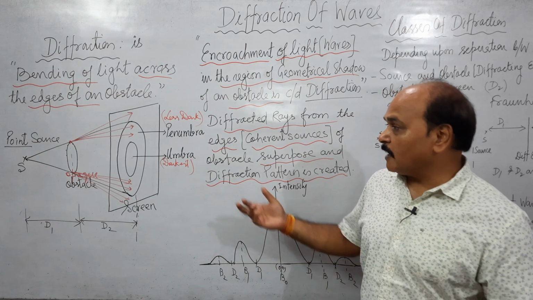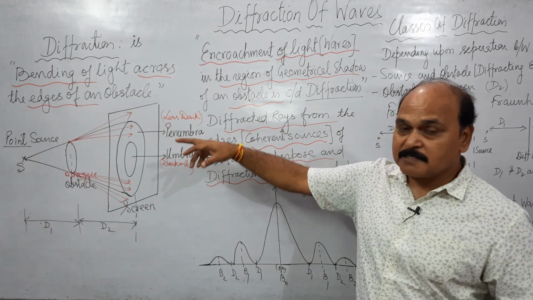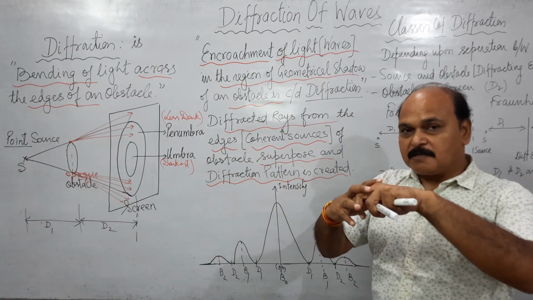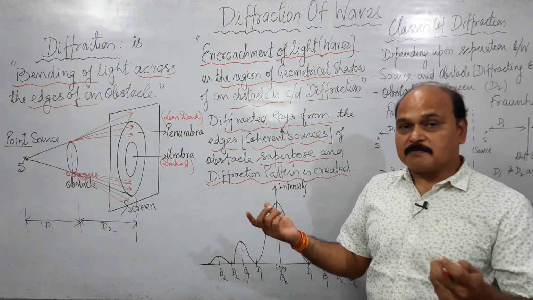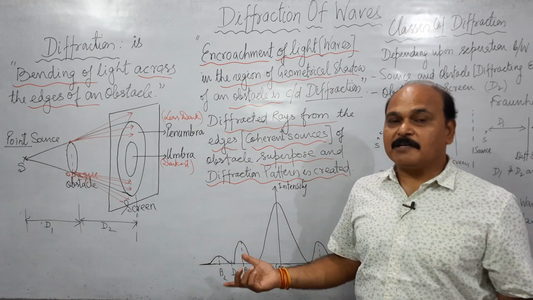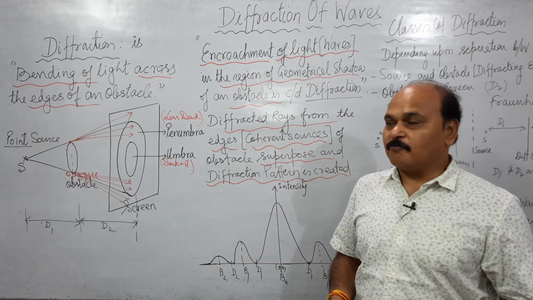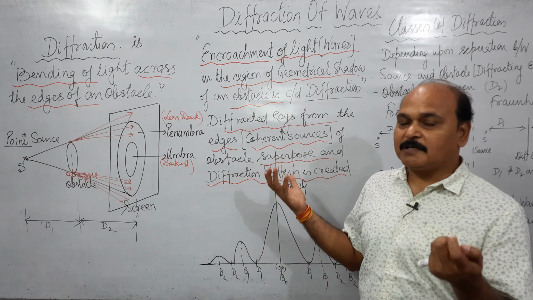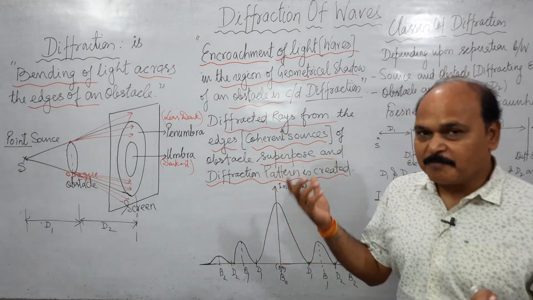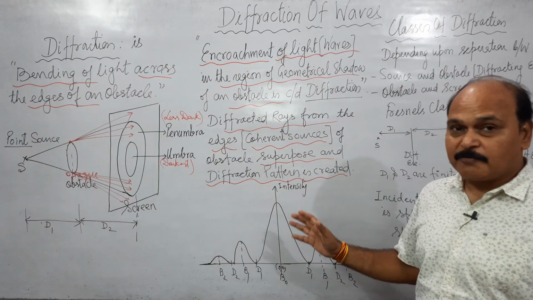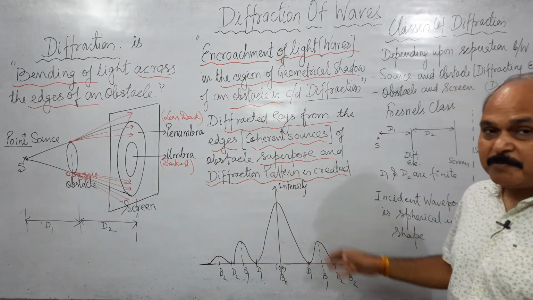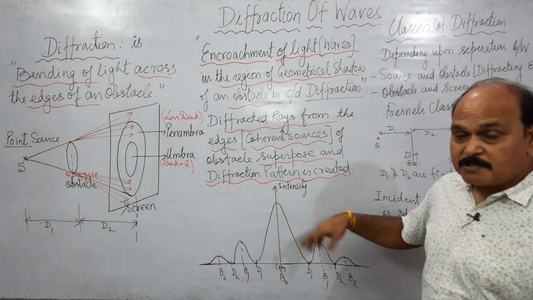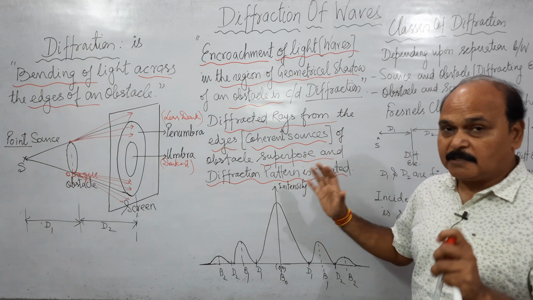Here also, the light which is diffracted from various points over the edge of an obstacle superposes over each other. Somewhere it meets constructively, and somewhere it meets destructively. So wherever these rays meet in same phase, maxima is formed there, and wherever they meet in opposite phase, minima is formed there. That way, an alternate arrangement of maxima and minima is created, and that is what is called diffraction pattern. How is that diffraction pattern formed? We'll study in detail.